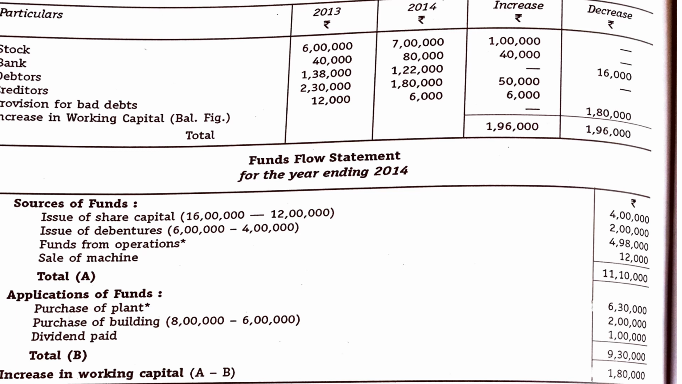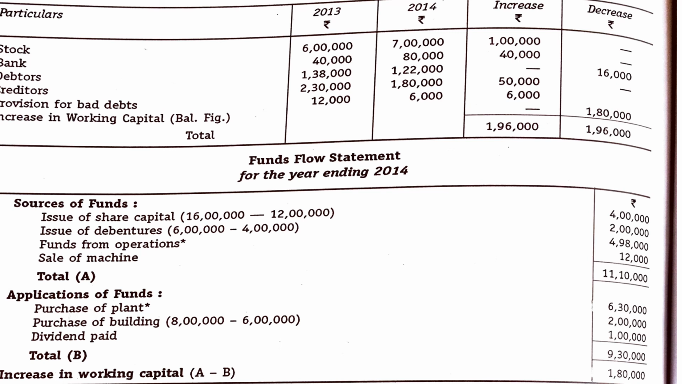Fund from operation. We get this amount by preparing the adjusted profit and loss account to the worth of 4,98,000. Sale of machinery. As we know that sale of fixed asset is also one of the sources of fund for rupees 12,000. Total sources of fund is equal to 11 lakhs 10,000. Then we allocate 11 lakh 10,000 in the business.